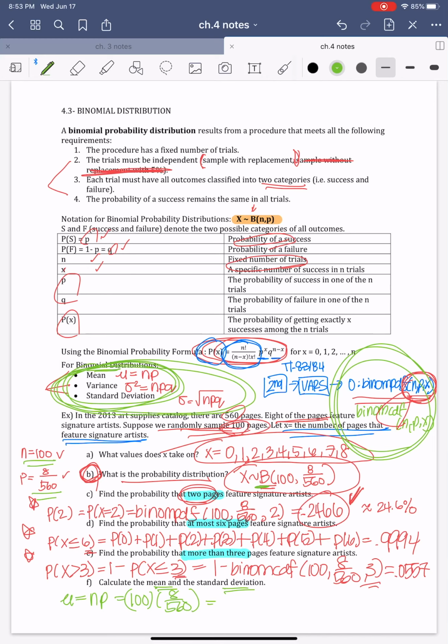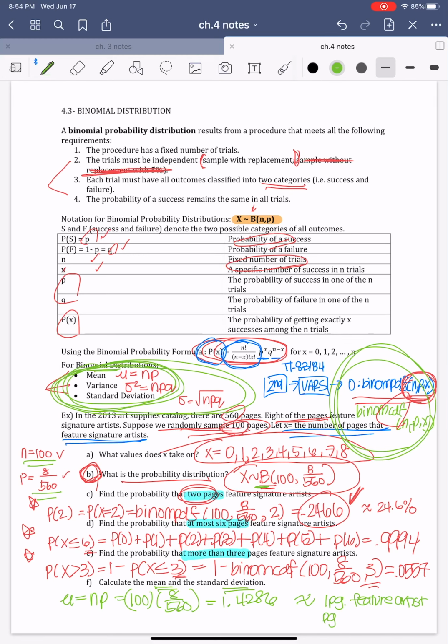On average, you're going to get 1.4286. This is pages. You cannot really have a 1.5. So to interpret it in reality, I'm just going to say on average, you're going to get 1 feature signature artist page when you open up 100 pages. But on WebAssign, they might ask you to round to a certain decimal place, so follow that direction.